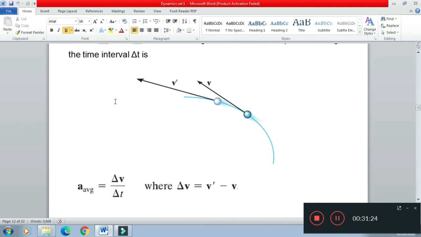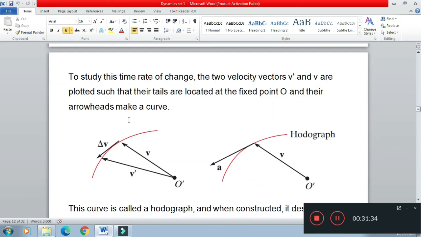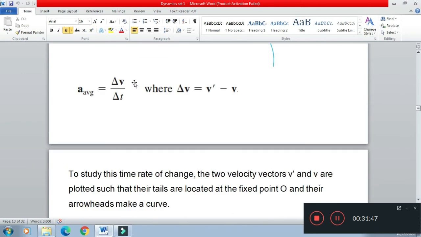The direction of velocity and the direction of delta v will be different, because this is the direction of velocity, this is the direction of velocity at second time. The direction of delta v is different from the direction of velocity, and the direction of velocity difference and acceleration will be the same, because acceleration is determined from delta v.